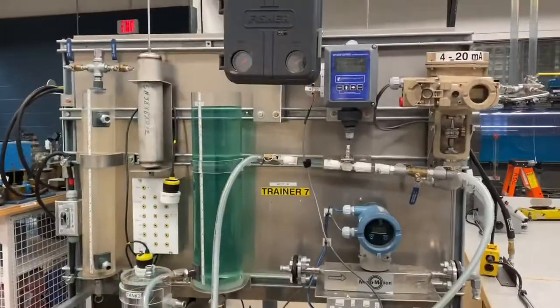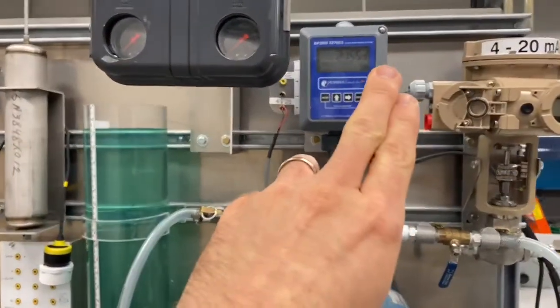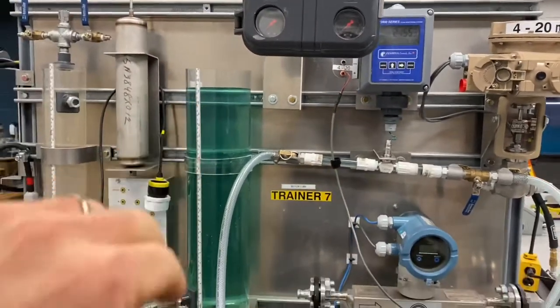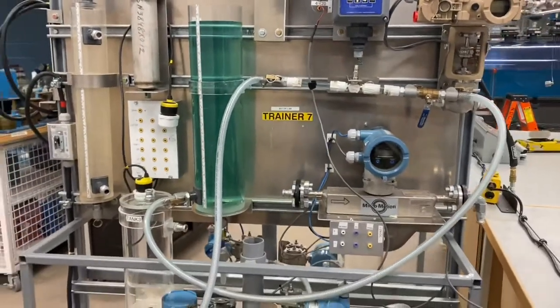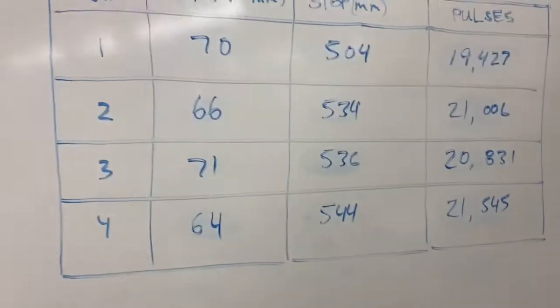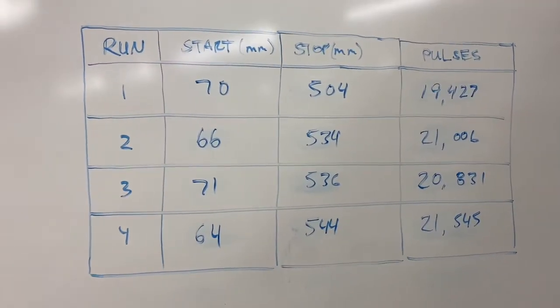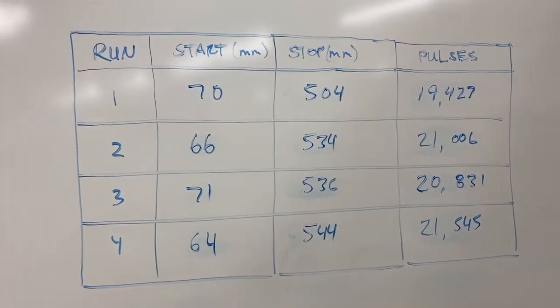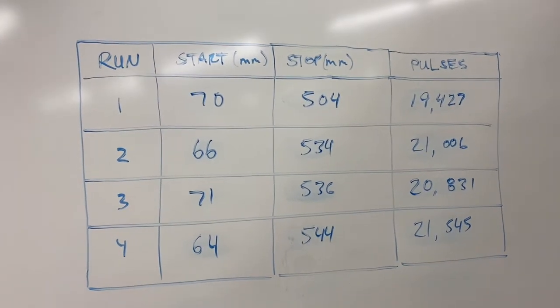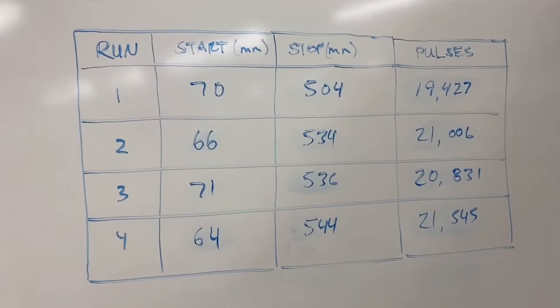All right, so we just finished up our last run here. You can see our last pulse count here. Final height on the tank. Pump's still running. Kept the line all pressured up. We have all of our values here on this table. So these are all the values, the start and stop values, and all the total pulse count that the totalizer had for each of the 4 runs.